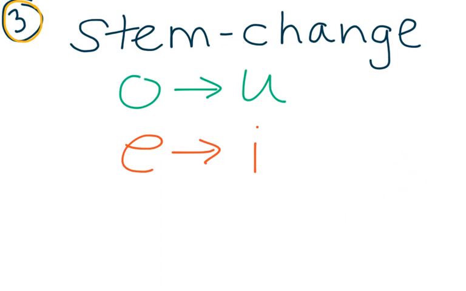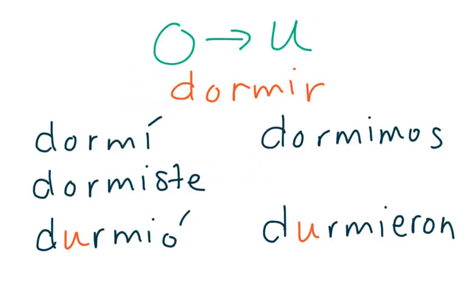What we're talking about here are certain other types of stem changes that happen. There's an O to a U and an E to an I. Let's see how it works. So O to U would be something like dormir. Dormir means to sleep. I've highlighted with the orangey color where it changes. It's normal all the way through except in two places. It's not normal in the él-ella form, and it's not normal in the ellos form.